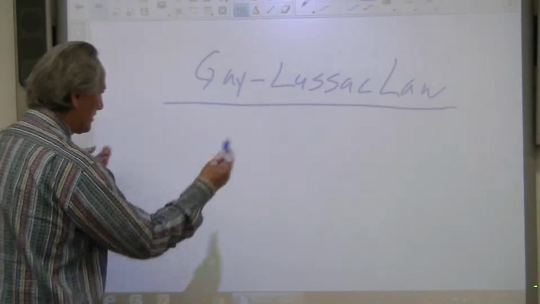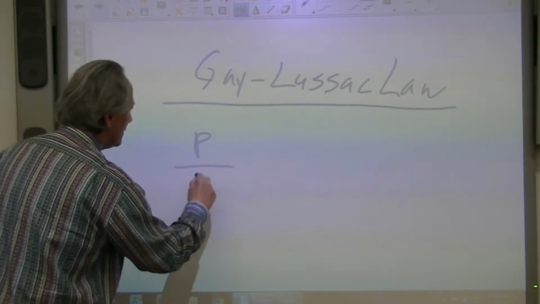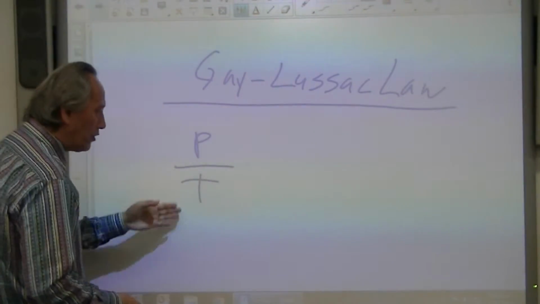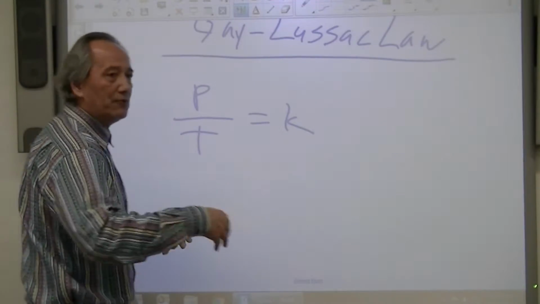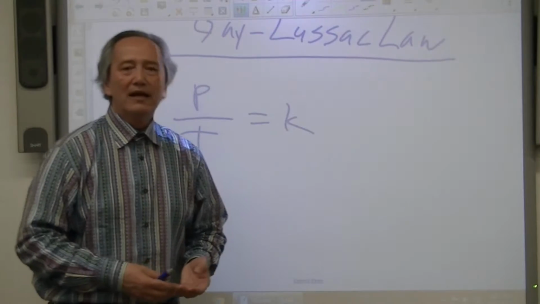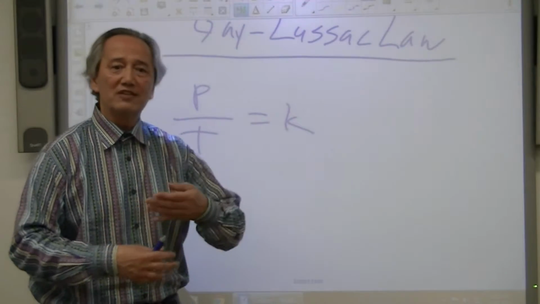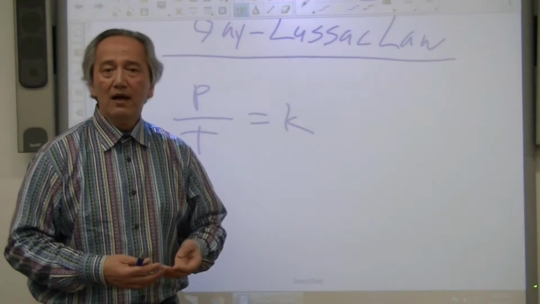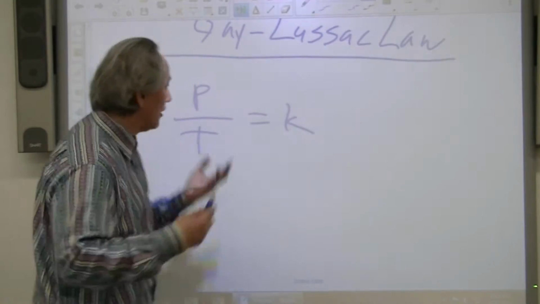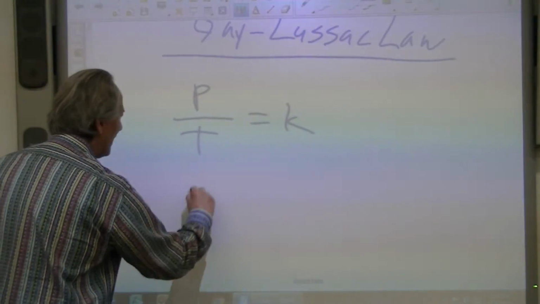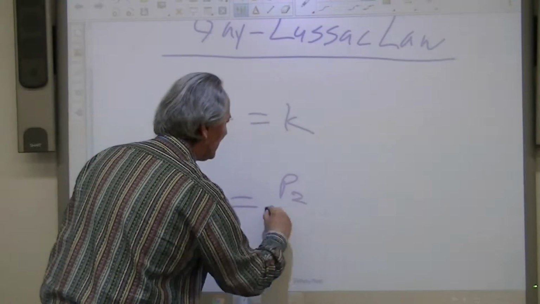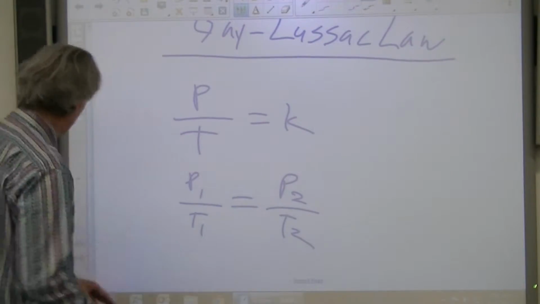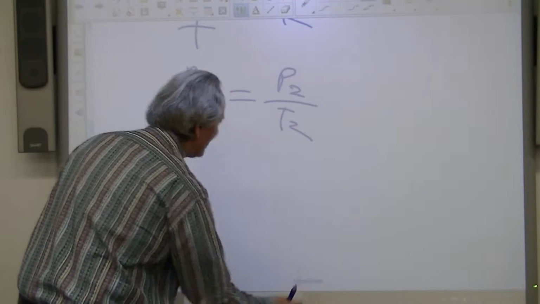What does that mean? The pressure divided by temperature, or the quotient of, is equal to a constant. This can also be rewritten in terms of initial conditions versus new conditions, which is the standard or conventional way of expressing Gay-Lussac's law. So we can say P1 over T1, initial conditions, is equal to P2 over T2, new conditions. Great, so now we've stated Gay-Lussac's law.